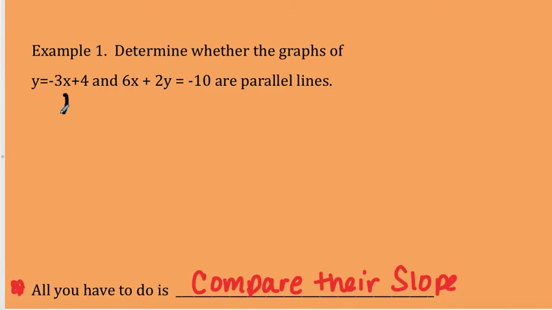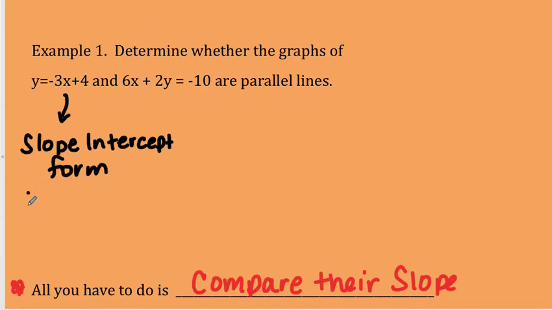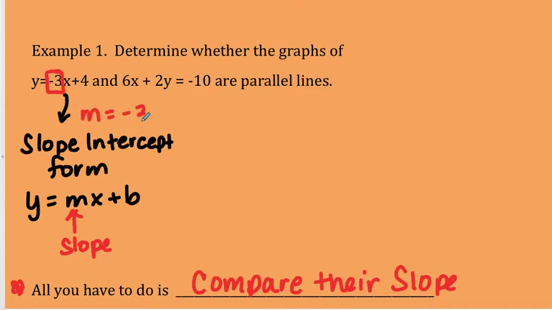That's in slope-intercept form. We know that that means y equals mx plus b. We know that m is the slope. And b is the y-intercept. Okay, so I see this one. What's in the location of the m is negative 3. So I know the slope of this line is negative 3.